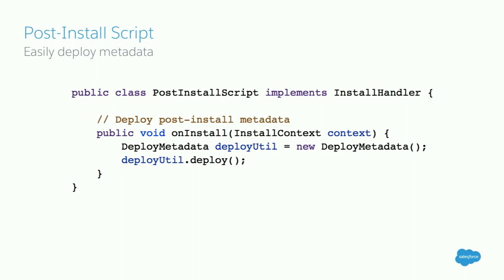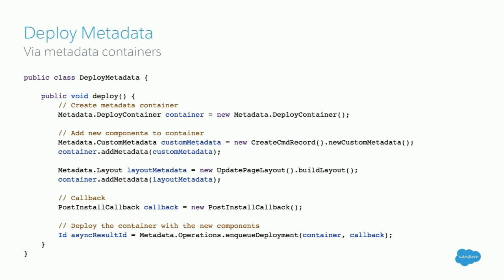So here's an example of how you might create this. This is obviously a very simple post-install script. It doesn't actually do much, but it gives you a sense for how little code you're going to have to write at this point. You're implementing an install handler, and really the things to care about here are you're instantiating a new deploy metadata object, and then you're just calling deploy on it. Pretty simple.